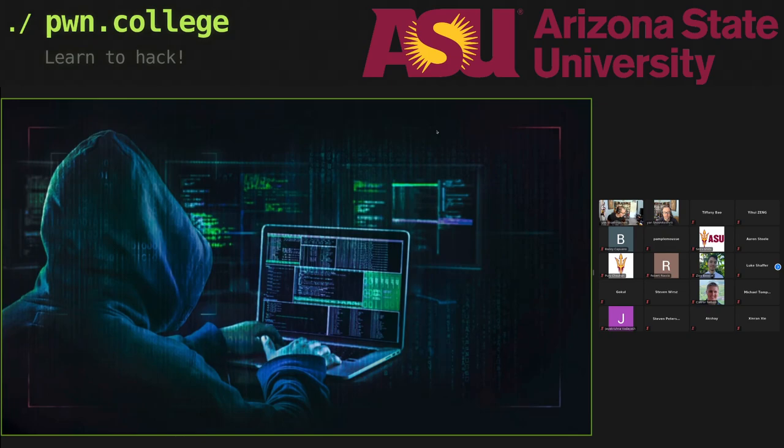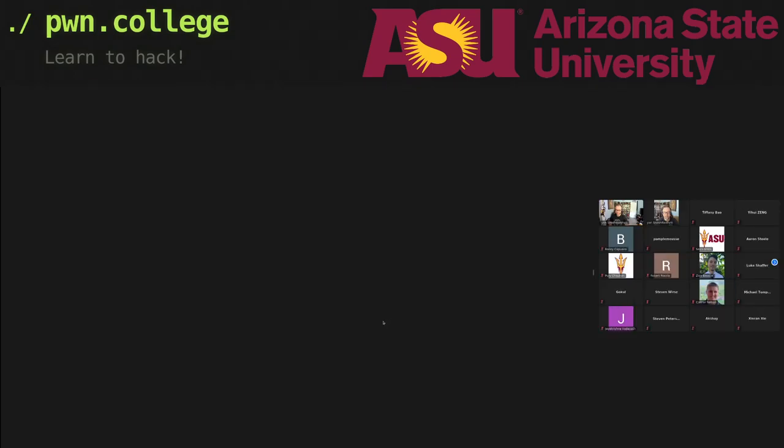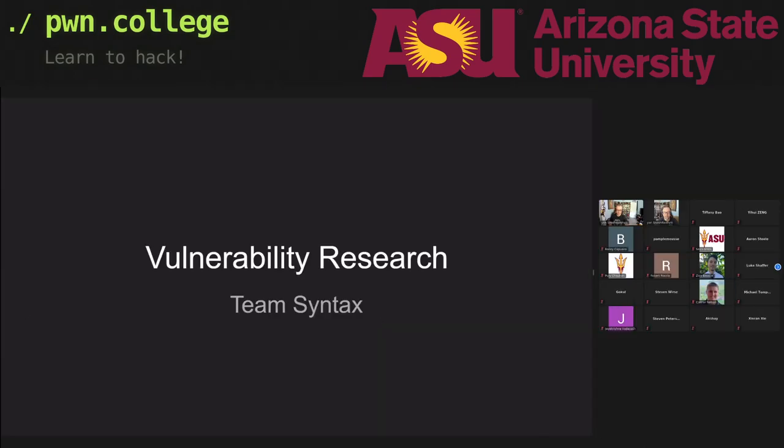Cool. All right. Let's roll onwards with Team Syntax. So I'm going to stop my share and then actually let me enable screen sharing. Hopefully this doesn't break anything. All right. Team Syntax, take it away. Okay. Be honest. Yeah. Hello.